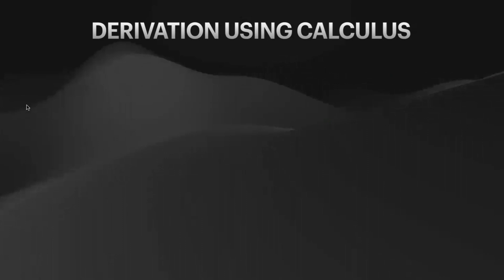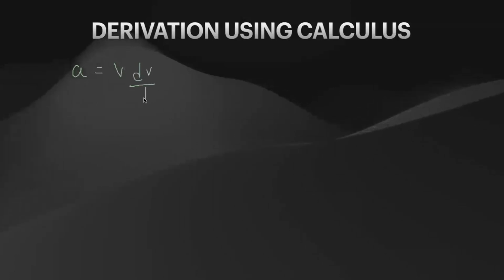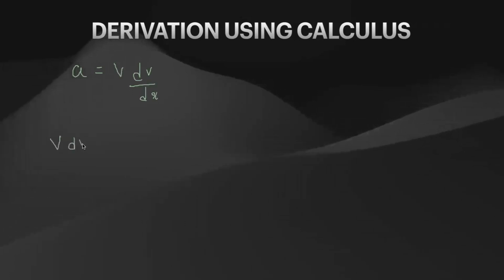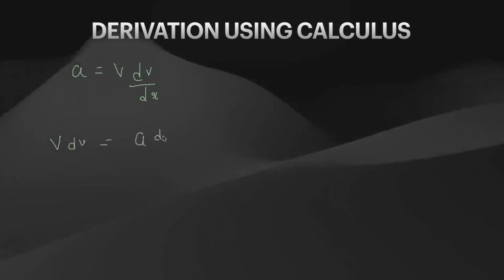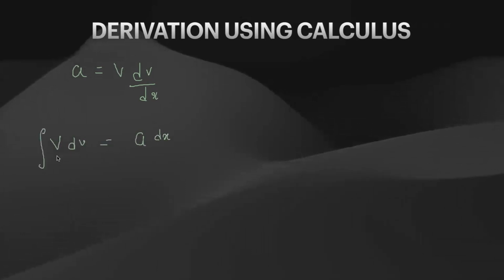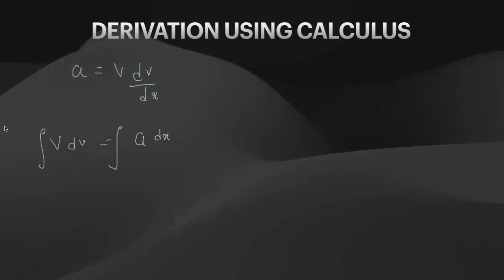What do we know? Acceleration is v dv by dx. v dv is nothing but a dx. Now what I will do, I will integrate both sides. Now decide the limits. Okay, we'll decide the limits.